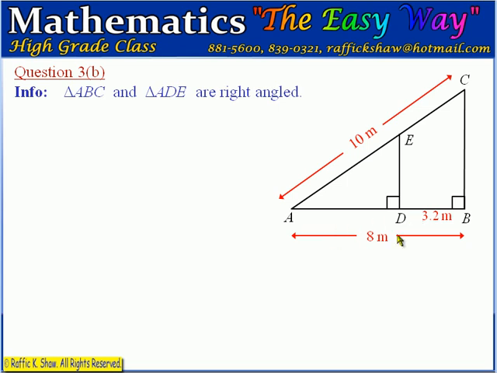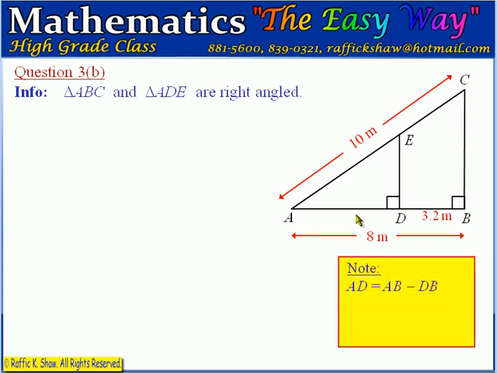And so because the total length AB is 8 meters and this piece is 3.2 meters, we can calculate the length of AD, which would be AB minus DB. To do that calculation, it's 8 meters minus 3.2 meters, that's 4.8 meters. So AD is 4.8 meters. And so we can show that on the diagram. This length is 4.8 meters. So that's all the information we have so far.